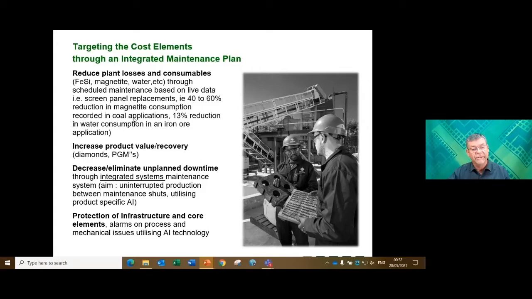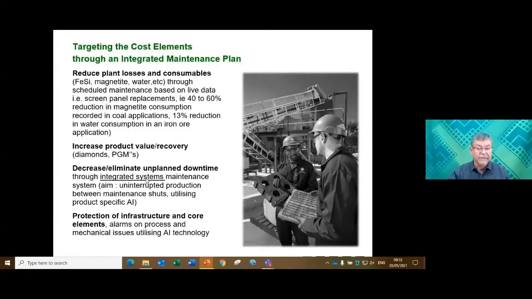between those two elements. The next cost element is the increased recovery or value, through the same principle of looking at the difference between mechanical and metallurgical failure mode. Typically, diamond mines and PGMs would be focused on that part of the equation to maximize the recovery of value of the product.